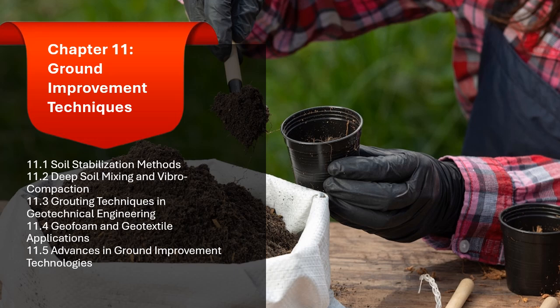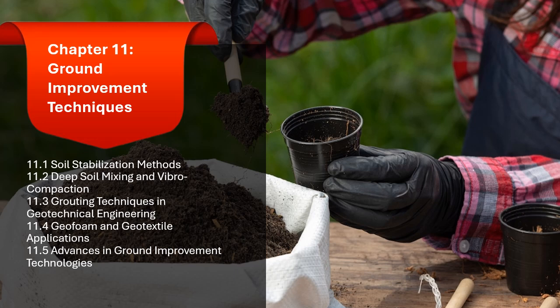Improvement mechanism. DSM: soil cement columns formed by mixing binders with native soil. Vibrocompaction: densification of granular soils through vibration. Binder material. DSM: cement, lime, fly ash, etc. Vibrocompaction: no binders used. Effect on soil. DSM: increases shear strength, reduces permeability, prevents settlement. Vibrocompaction: increases soil density, improves load bearing capacity.